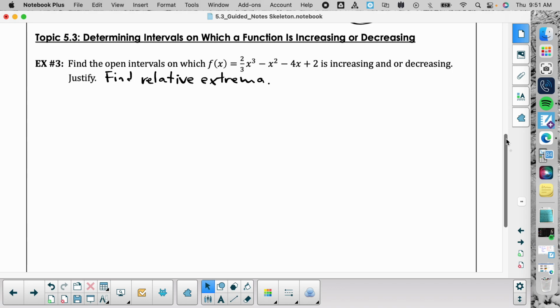Marvel, I need you to help me find the critical numbers. How do we go about doing that? Well, I don't have that yet, but that is correct. 2x squared minus 2x. So you're giving me the derivative. Okay, so 2x squared minus 2x minus 4.